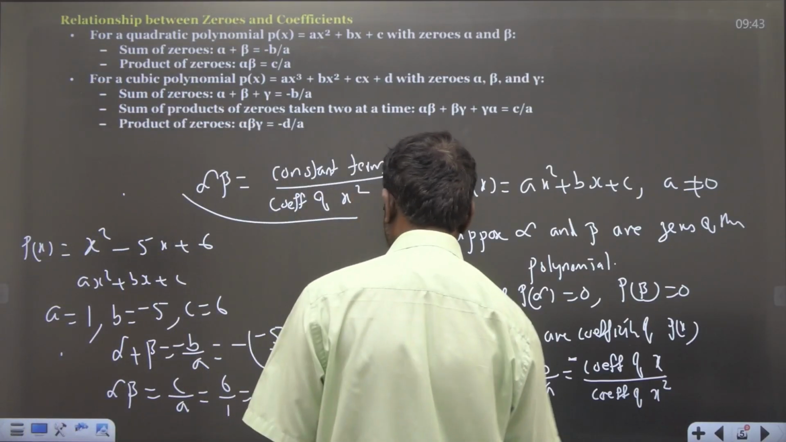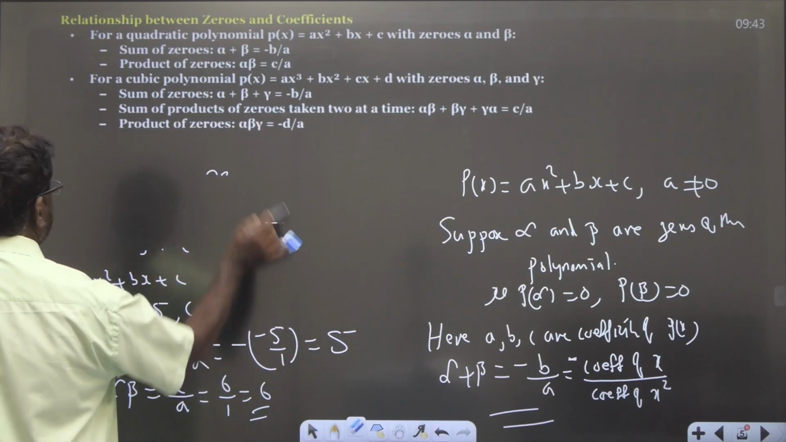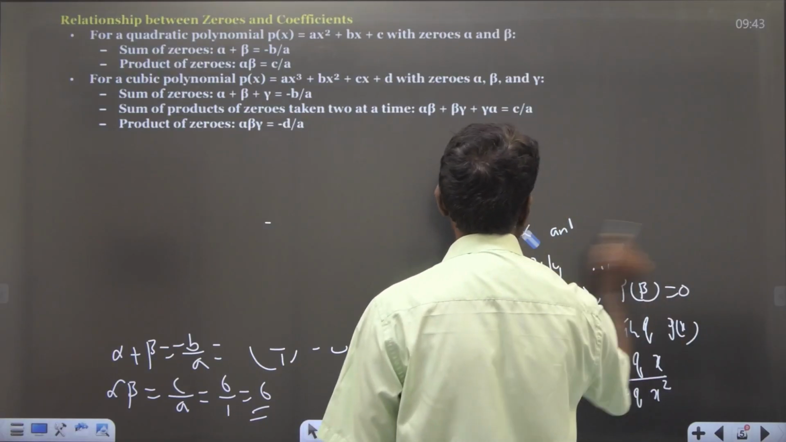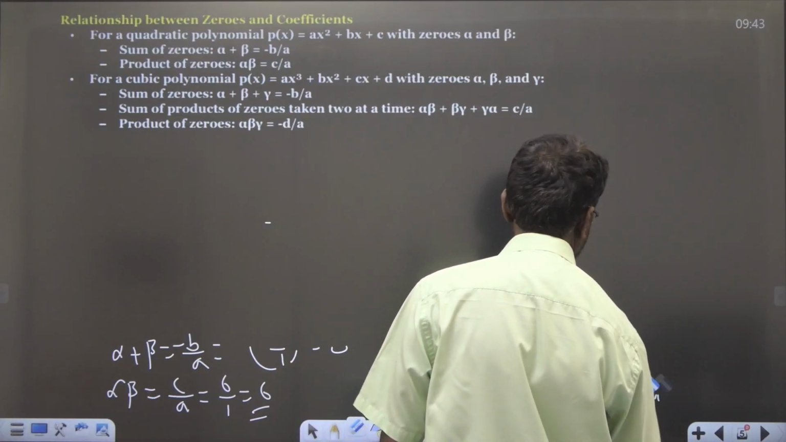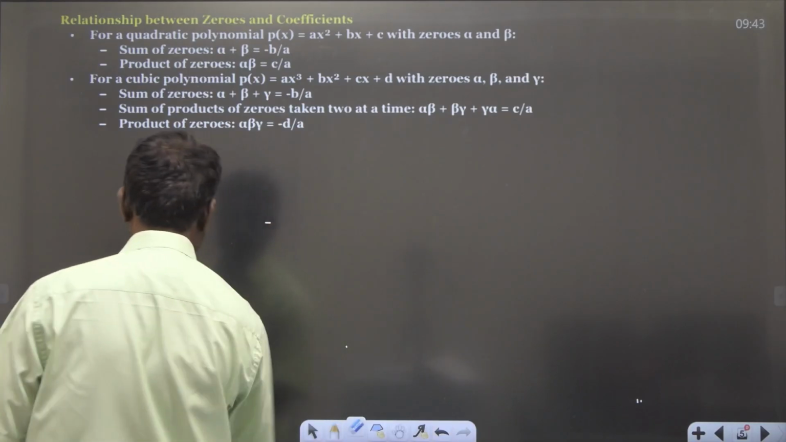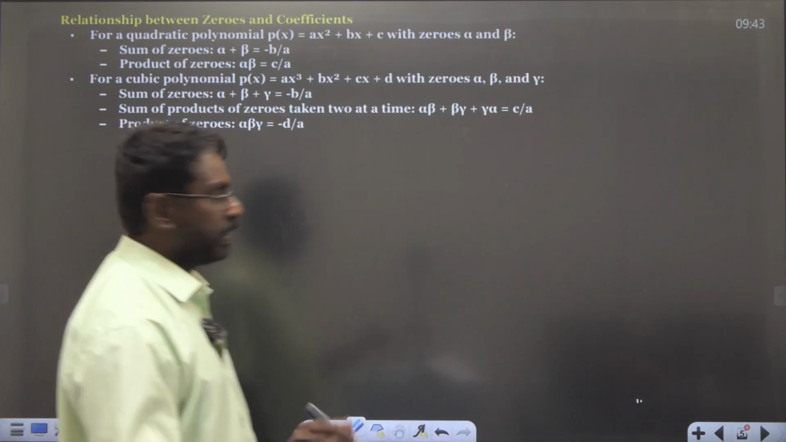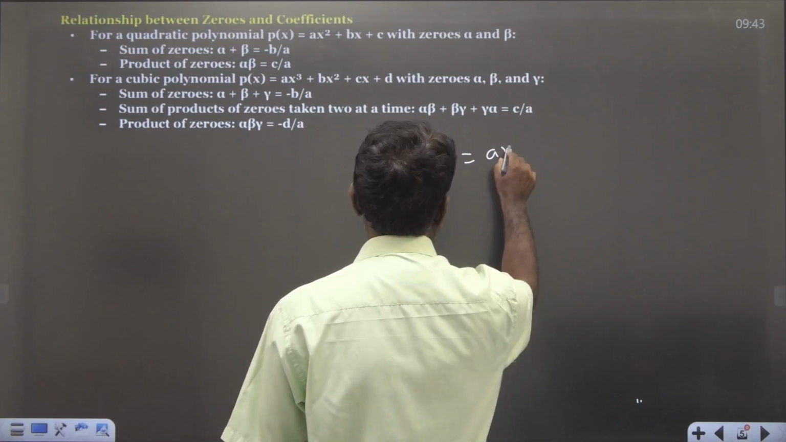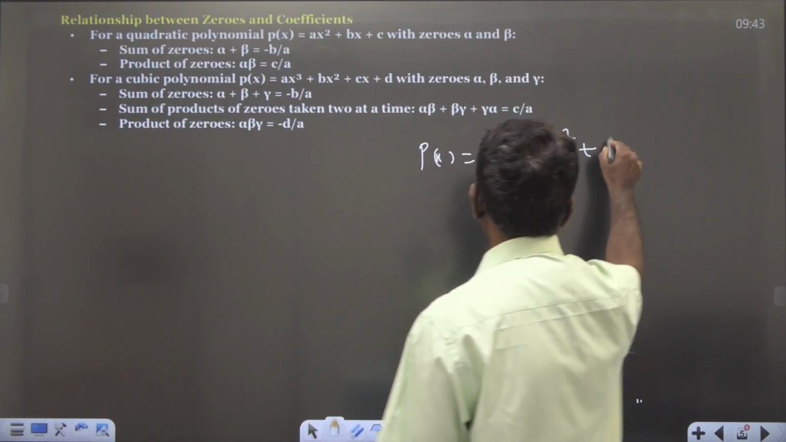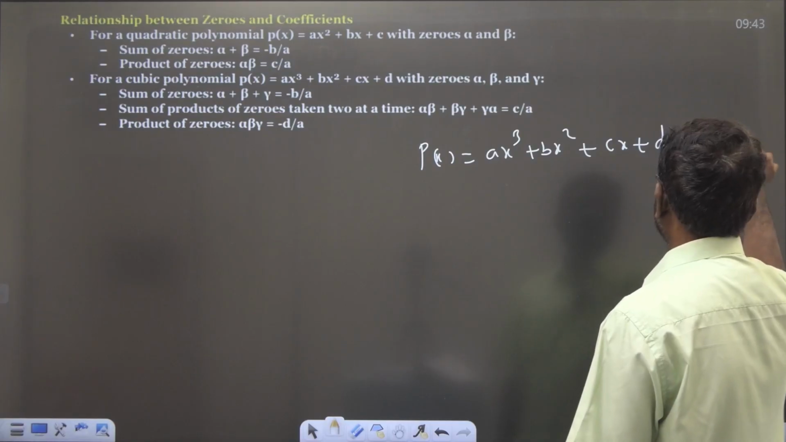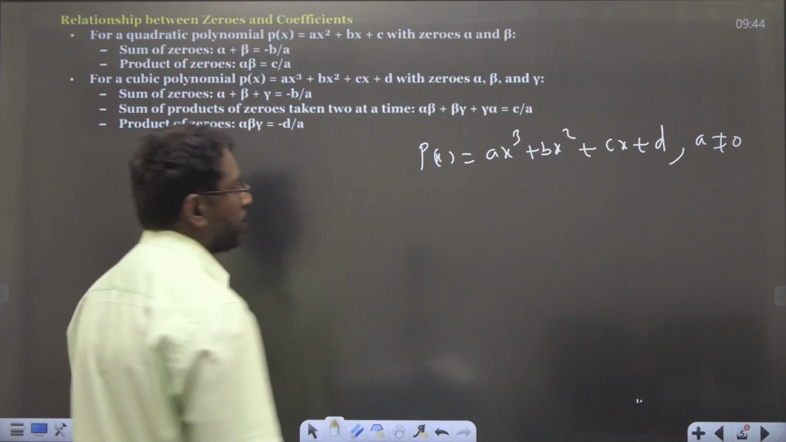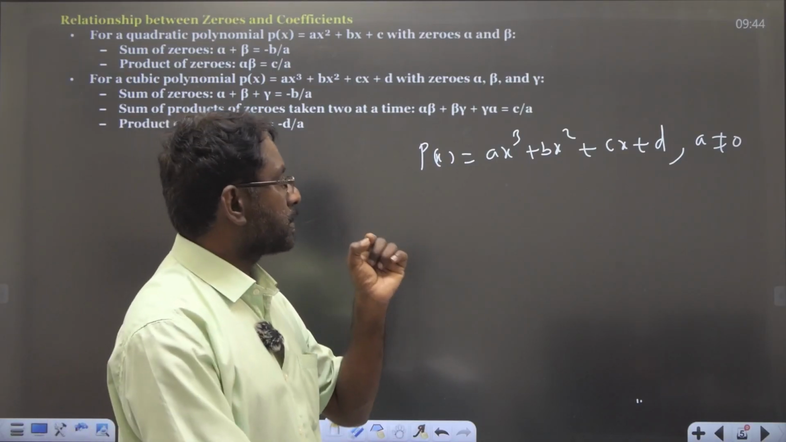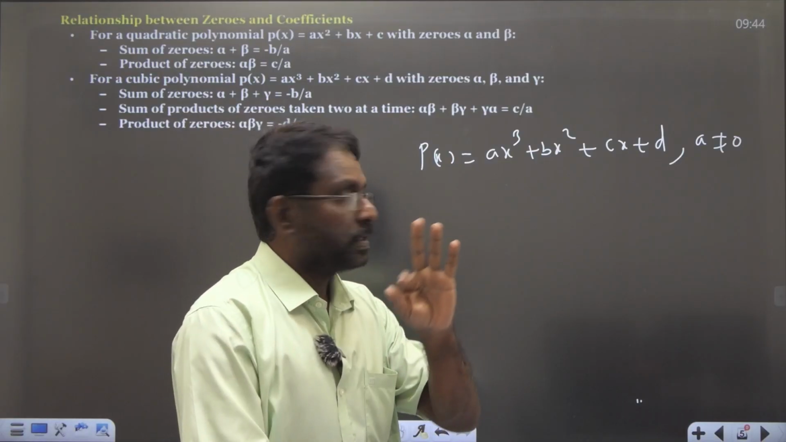Then cubic degree, we can take the cubic degree polynomial. What is the cubic degree polynomial? Already we discussed it. The standard form of a cubic degree polynomial is P of x equal to ax cube plus bx square plus cx plus d, where a is not equal to 0. This is the standard form of a cubic polynomial. Since it is a cubic polynomial, we can expect at most 3 zeros.